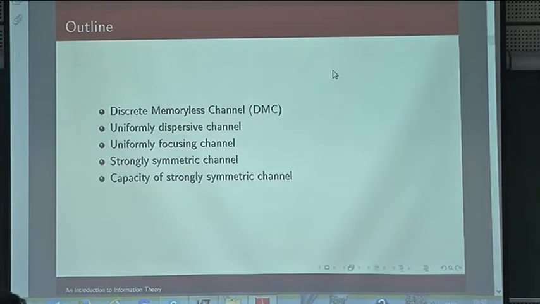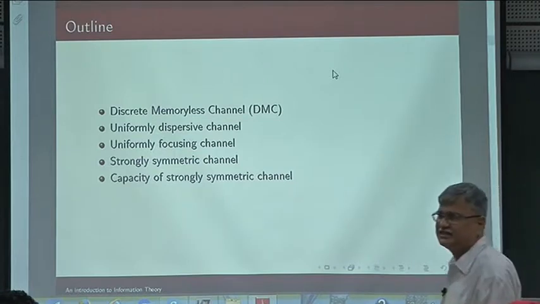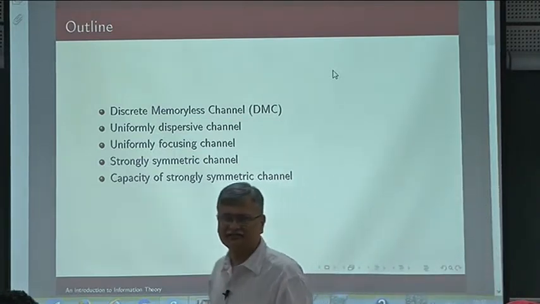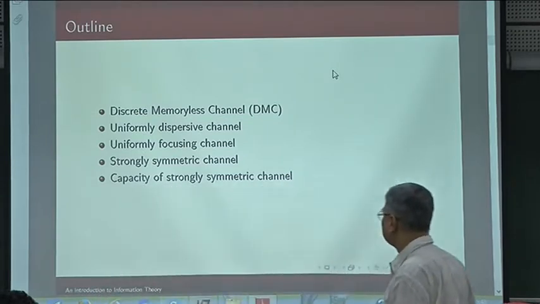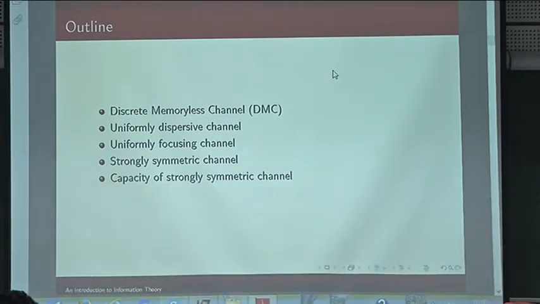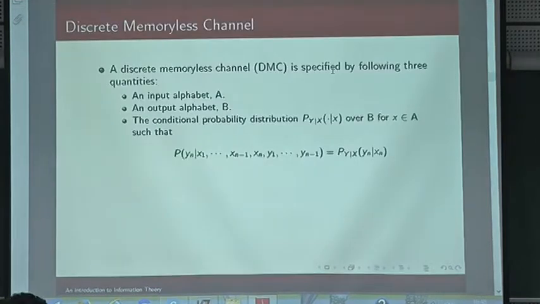Within that there are some dispersive channel, focusing channel, symmetric channel, strongly symmetric channel. Don't be intimidated by these names. These names are very simple definitions, and even if you don't know those definitions, that is not very important. What is important is to understand the DMC and then the related binary erasure channel and the binary symmetric channel. So it will have an input alphabet A, it will have an output alphabet B. Why? Because it is a discrete channel.